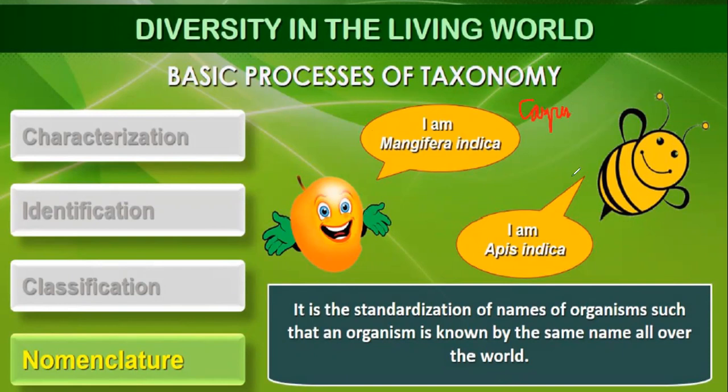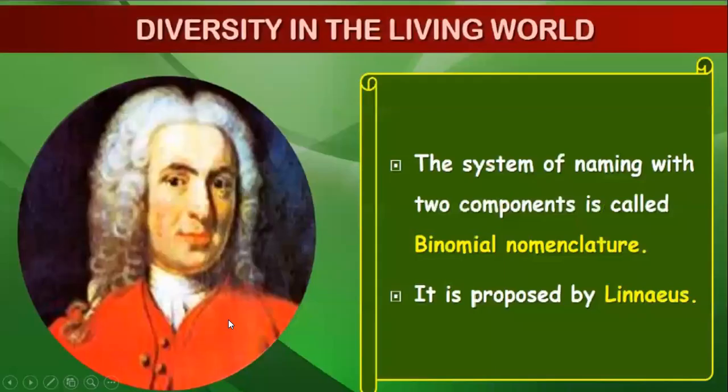Caspar Bauhin. This taxonomic process was proposed by Caspar Bauhin, and it was established by Carl Linnaeus. Carl Linnaeus. Is that clear for you? The system of naming with two components is called binomial nomenclature. It is established by Linnaeus and it was proposed by a scientist known as Caspar Bauhin.